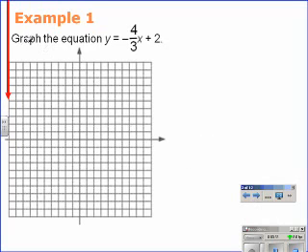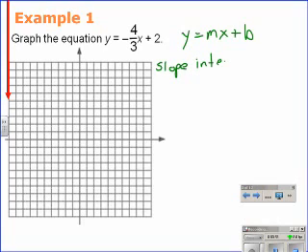In this first example, we're asked to graph the equation y is equal to negative 4/3 x plus 2. Being able to graph this equation relies on knowledge of this general form of a linear equation. y is equal to mx plus b. y is equal to mx plus b is the slope-intercept form of a linear equation, where the number in place of the m represents the slope of a line.